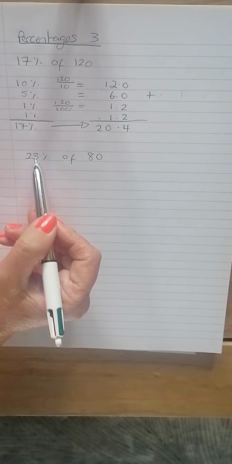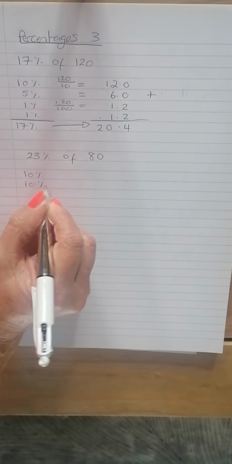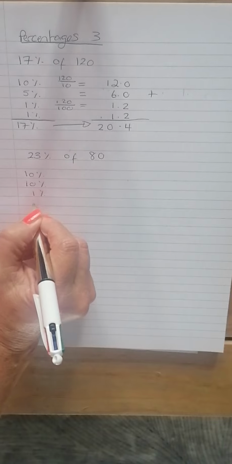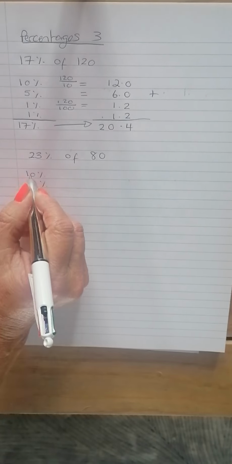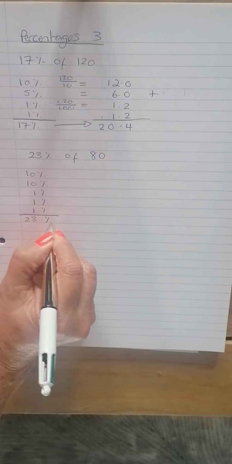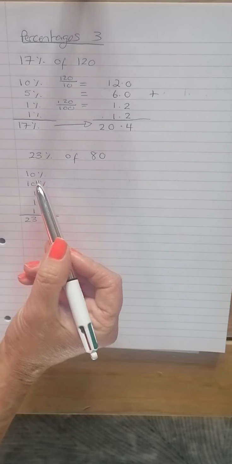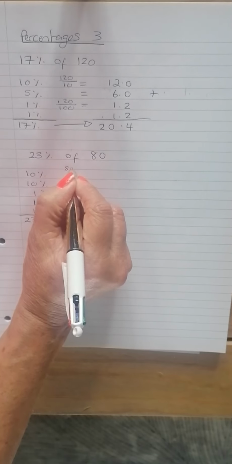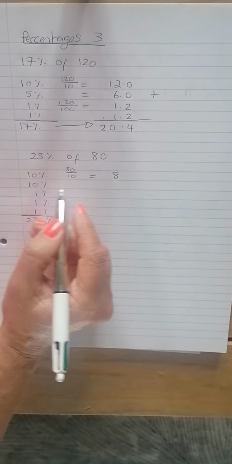So to get 23%, you'd need a 10%, another 10%, because that's 20. Then you need 3%, so you need a 1%, another 1%, and another 1%, because all these add up to 23%. And like I said, you need to check out the previous videos if you don't know how to find these basic percentages. So to find 10%, you just divide by 10. So 10% of 80 divided by 10, and we need another 10%.